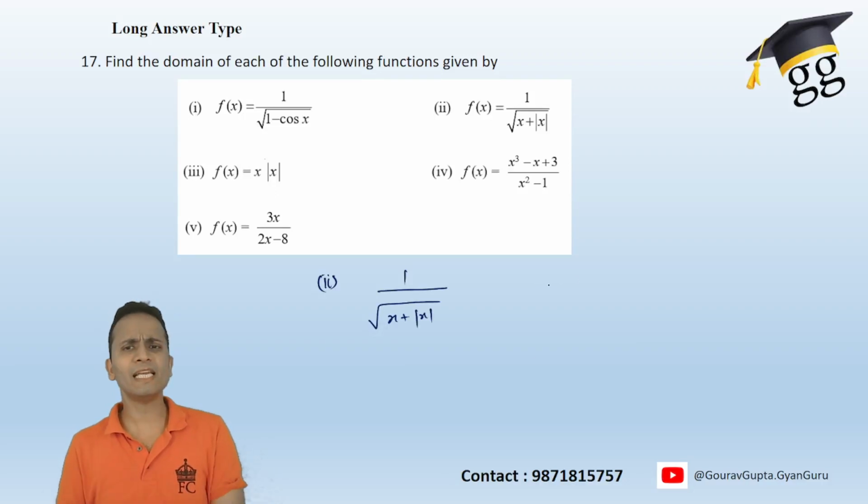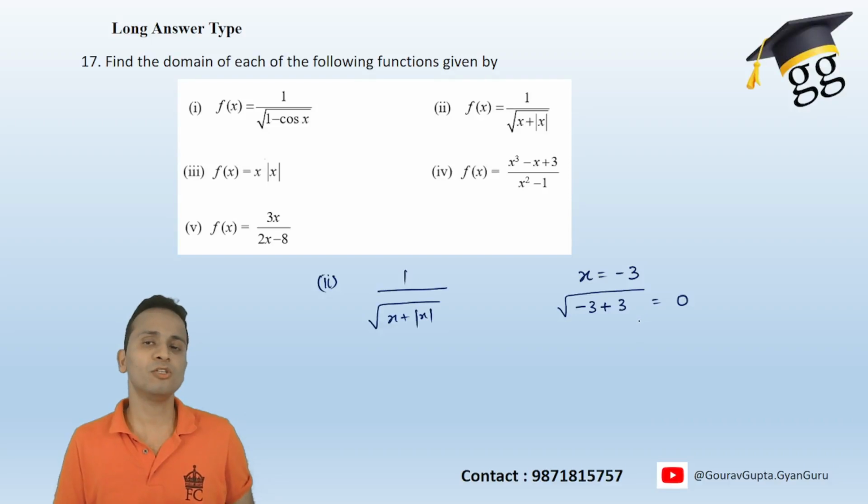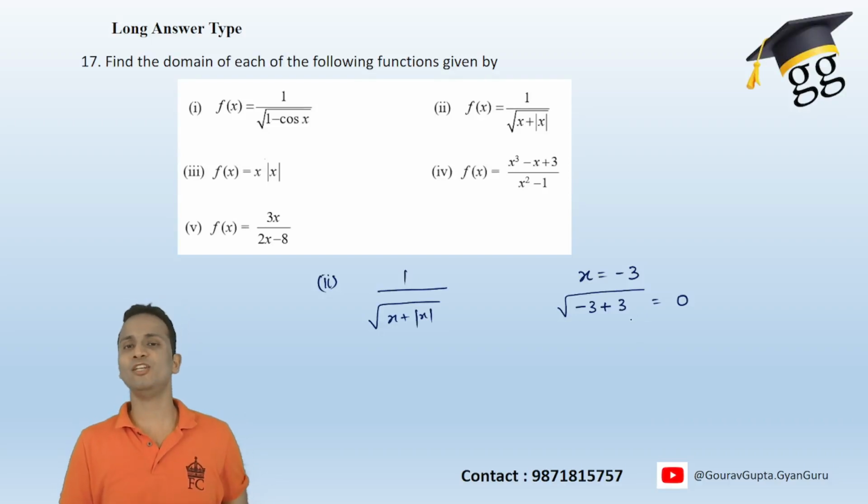Okay, so let's take any random value of x which is a negative number. Let's say at x equal to minus 3, what will happen to the denominator? The denominator is under root of x plus modulus x. Now x is minus 3, plus modulus of minus 3 will be 3, and this will be equal to 0. But the denominator should not be equal to 0. And you can observe that the denominator will become 0 for every negative value of x. So it is clear that x cannot be a negative number.